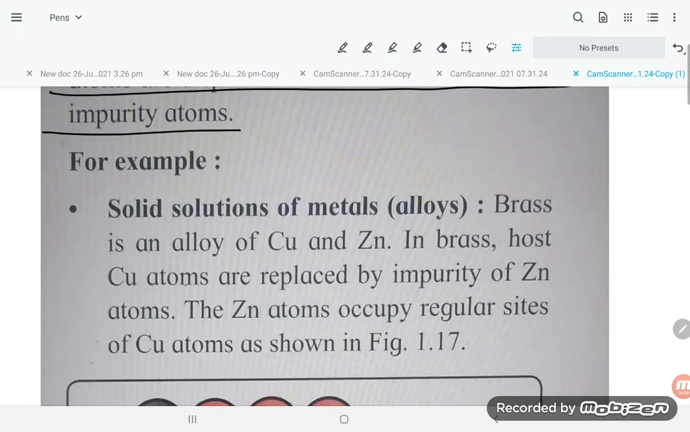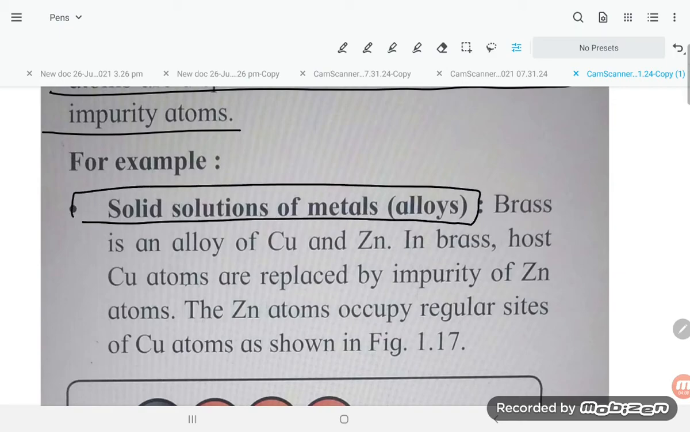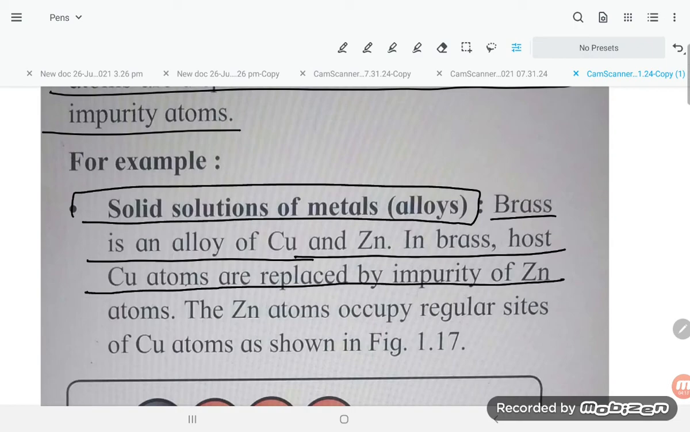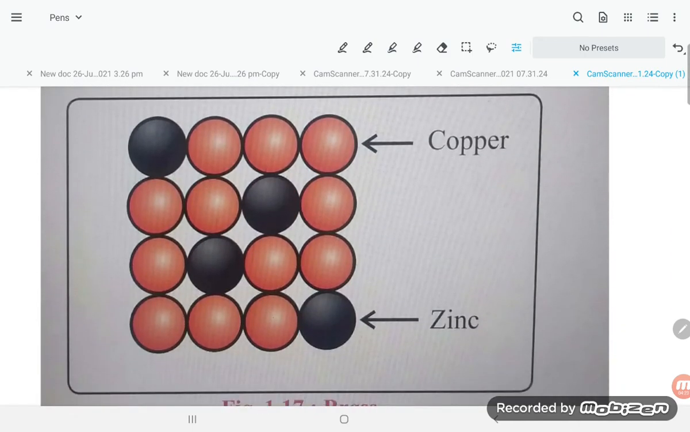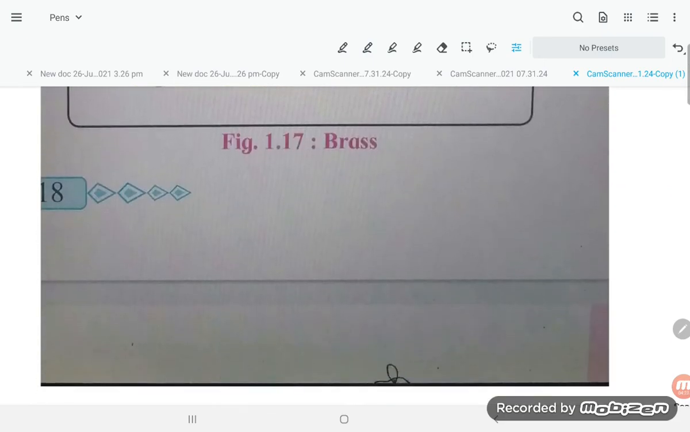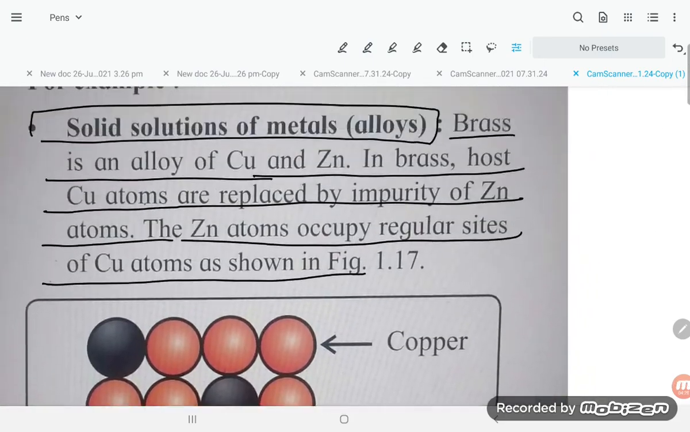For example, a solid solution of metals, an alloy. Brass is an alloy of copper and zinc. In brass, the host copper is replaced by zinc; the zinc atoms occupy the regular sites of the copper atoms, as shown here. So copper is replaced by zinc. So this is the impurity defect, students.